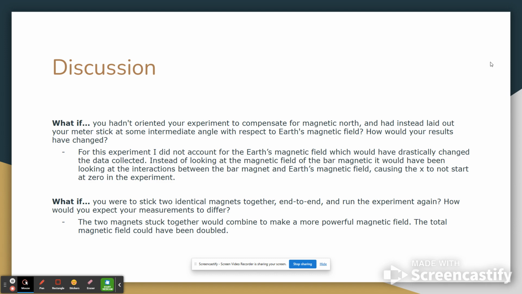What if you were to stick two identical magnets together end to end and run the experiment again? How would you expect your measurements to differ? For this, the two magnets stuck together would combine to make a more powerful magnetic field. The total magnetic field would have been doubled.